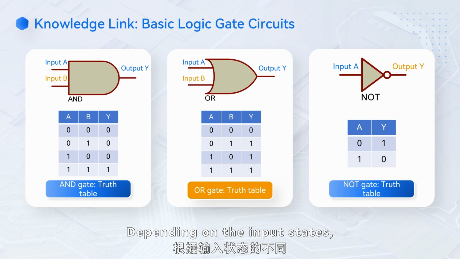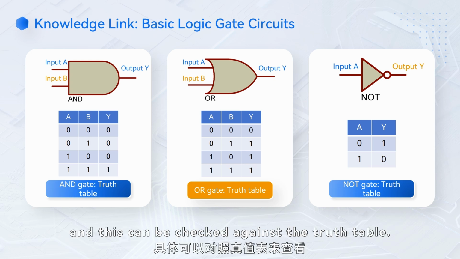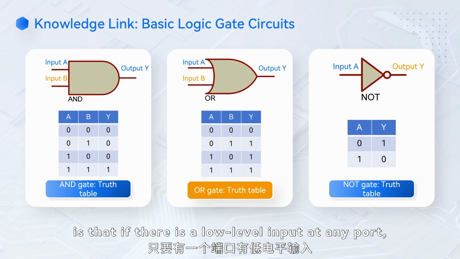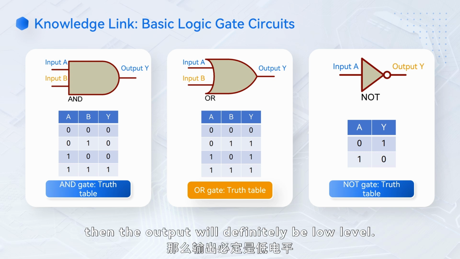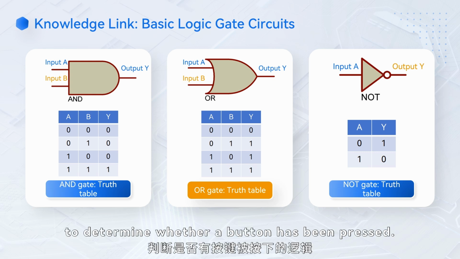Depending on the input states, the output states will vary accordingly, and this can be checked against the truth table. The input characteristic of the AND gate is that if there is a low-level input at any port, then the output will definitely be low-level. This is also the logic we use in this example to determine whether a button has been pressed.